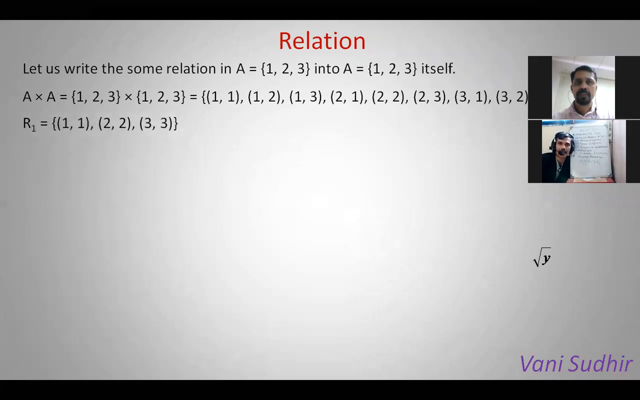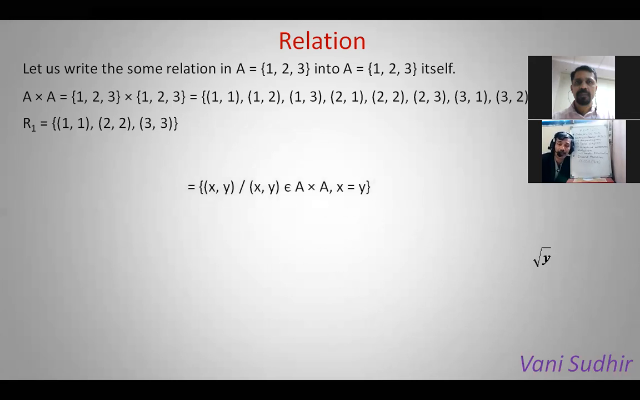Now I took one relation. 1 comma 1, 2 comma 2, 3 comma 3, like that relation I took. Here, first coordinate and second coordinate, how they are related, see. That will give the formula for this relation. Here first coordinate and second coordinate are equal, and here also first and second coordinates are equal. So how can we write this relation?